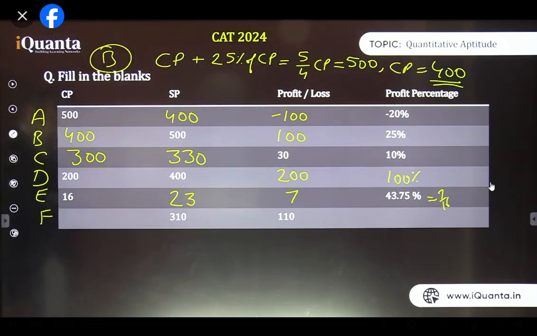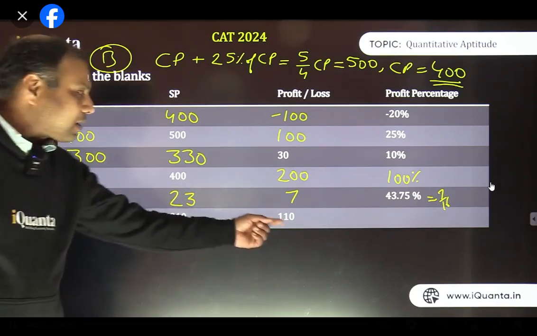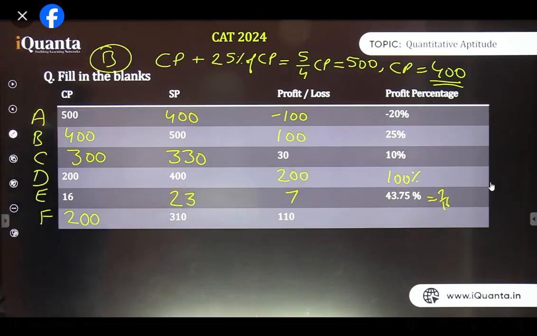Final one is quite easy. Again, it's a case of profit, 110. SP is 310. Of course, CP must be 200. Right? Now you can easily calculate the profit percentage. It is 100 divided by 200 into 100. That makes it 55.